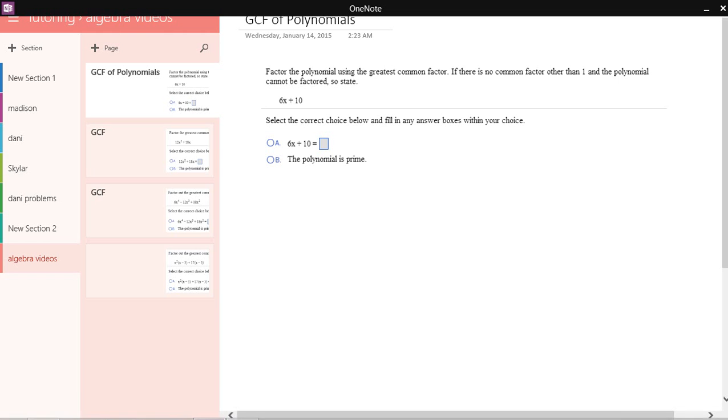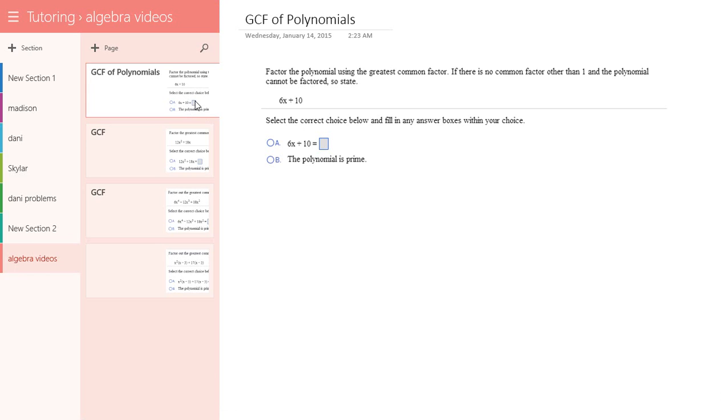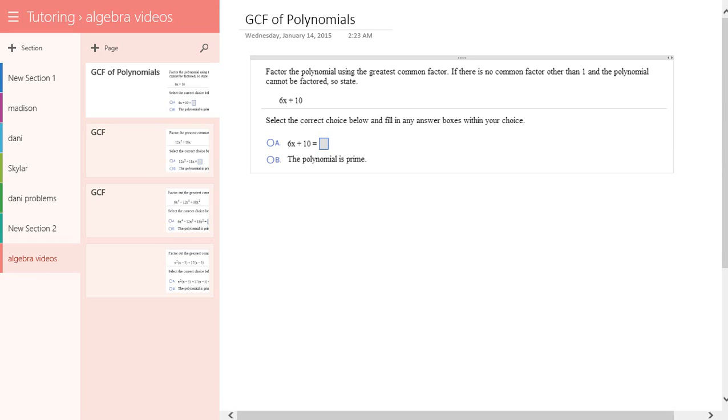Hey everybody, we're going to be working on finding the greatest common factor of polynomials. Here is a typical problem that you might run into for this homework.